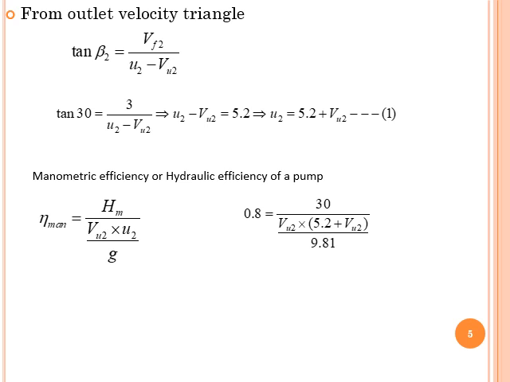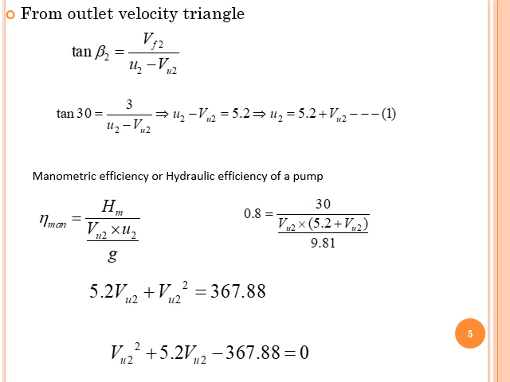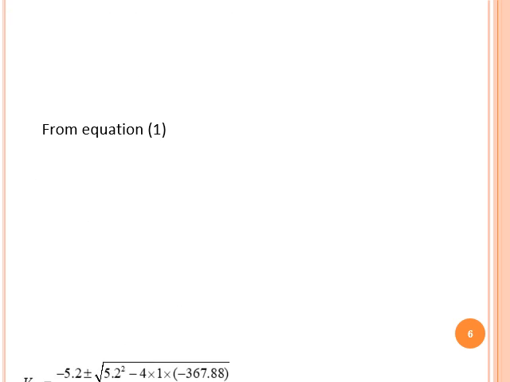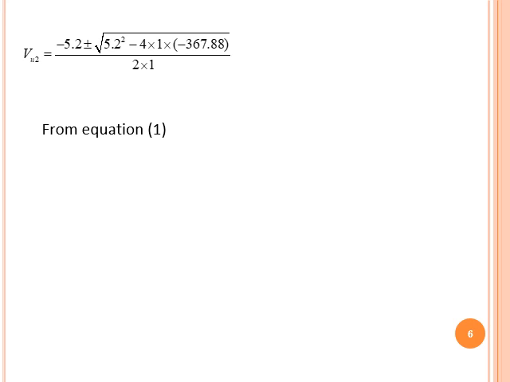After simplification of this expression, we get the value of VU2 in terms of the expression 5.2 VU2 plus VU2 square is equal to 367.88. You can write that expression as VU2 square plus 5.2 VU2 minus 367.88 is equal to 0. Now this expression gets solved by using the quadratic formula.